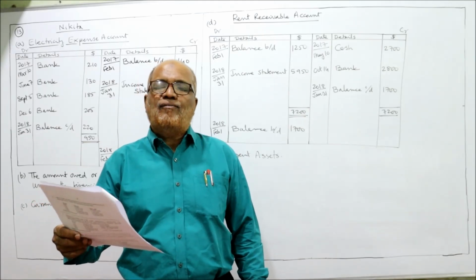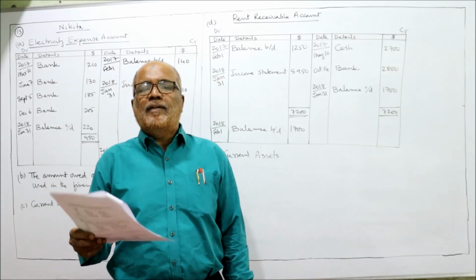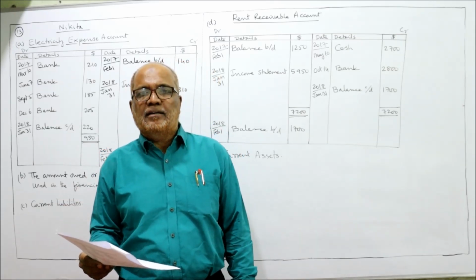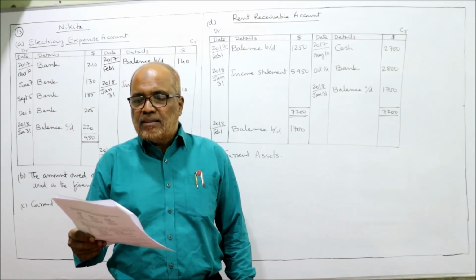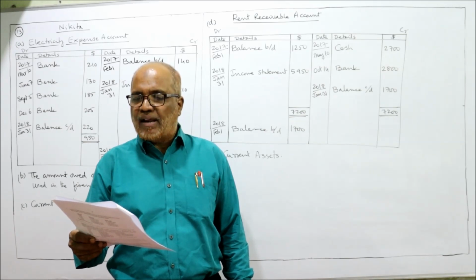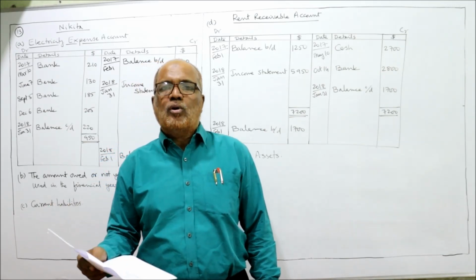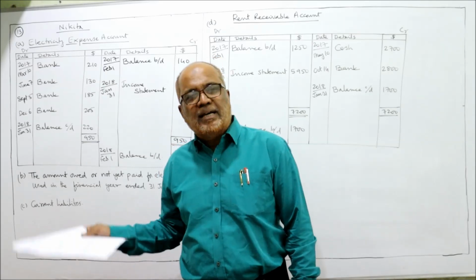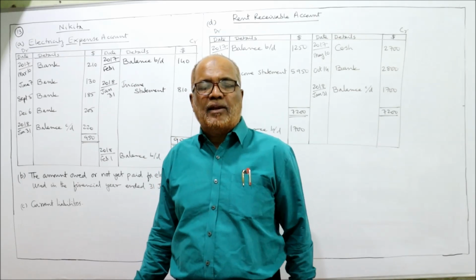Now, the last and final problem on this other receivable and other payable, that is problem number 13. See carefully the 13th problem. Nikita has a business with a financial year end on 31st January. So before even starting the problem, take a screenshot of the solution of 13th problem, then I'll explain all the points.